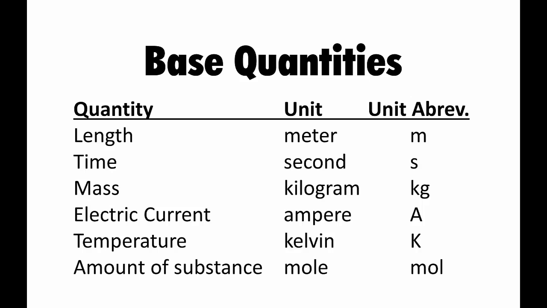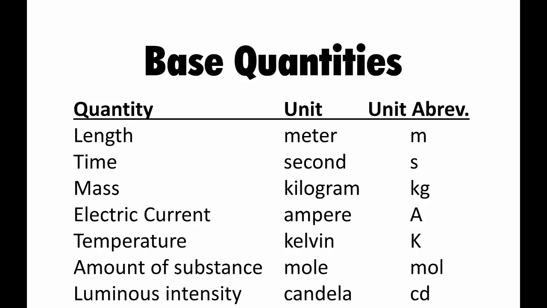The sixth base quantity is the amount of substance. It has a unit of the mole, and its unit abbreviation is the lowercase letters mol. The last base quantity is luminous intensity. It has a unit of the candela, and its unit abbreviation is the lowercase letters cd.